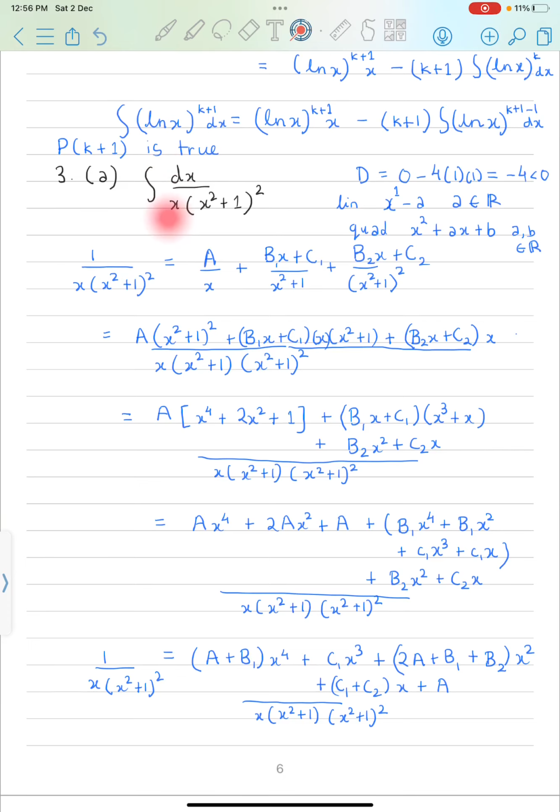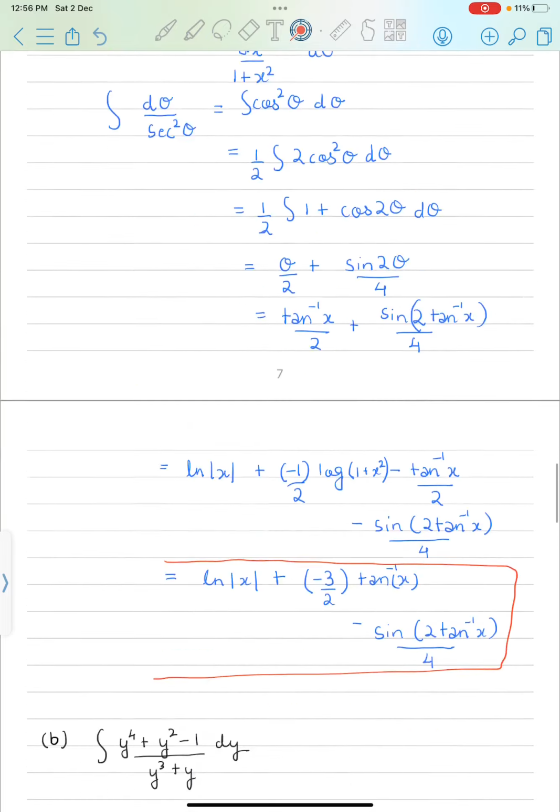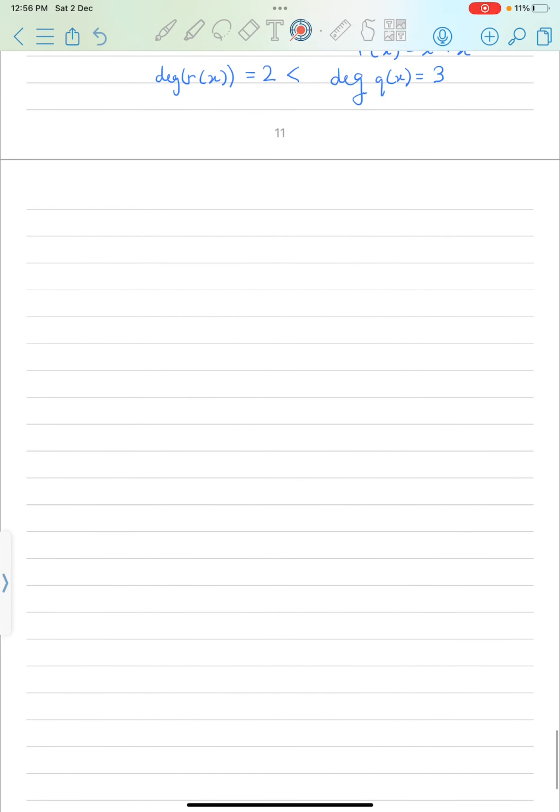And now the method is, suppose this is p(x) by q(x), first make it into a form such that degree of p(x) is less than degree of q(x). How will you do that?